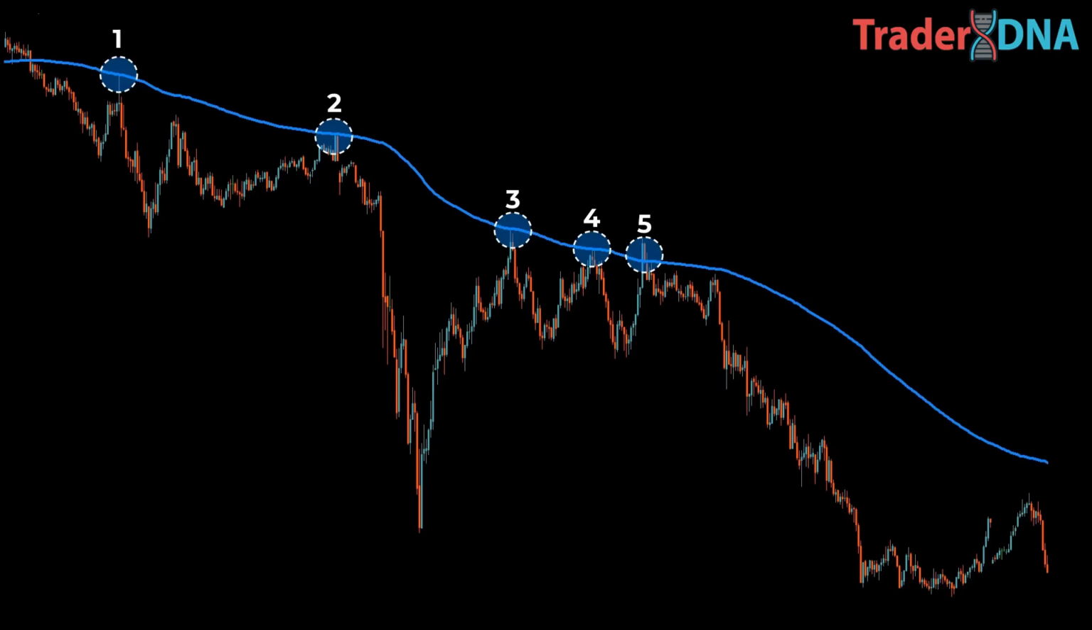This is how the moving average can act as a dynamic level of resistance, guiding us to better identify potential areas for selling during a downtrend. By observing these resistance levels, we can make more informed decisions on when to enter trades, aligning with the prevailing market direction. And with that, we've reached the end of this video.